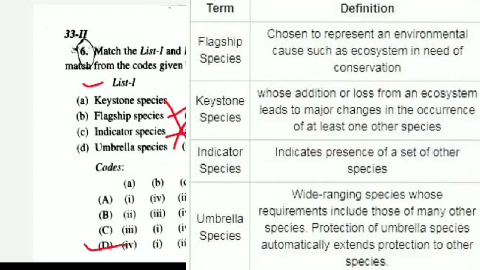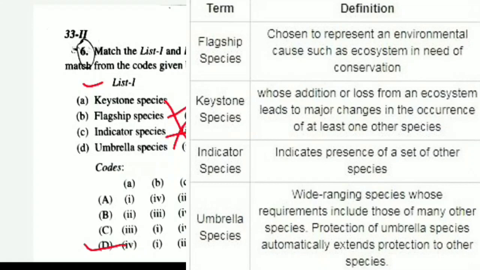Starting with the keystone species. These are species whose addition or loss from an ecosystem, you should mark both addition or loss, leads to major changes in the occurrence of at least one or other species. So at least one or other species will be majorly affected when we are adding or losing this species from an ecosystem; that is a keystone species.